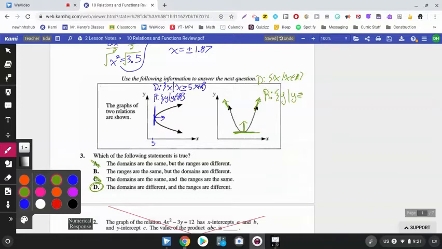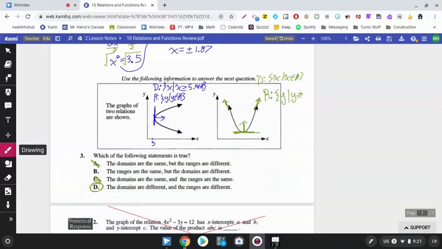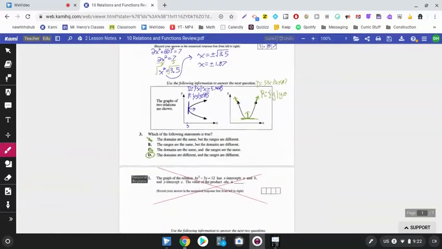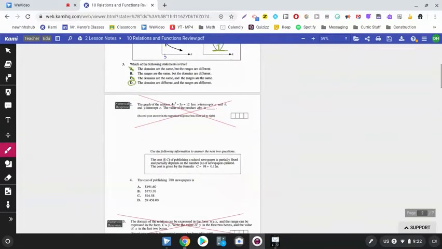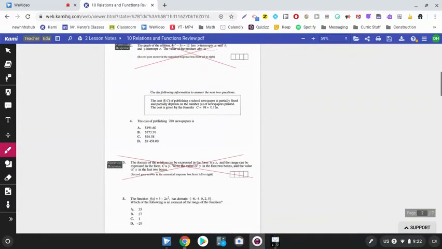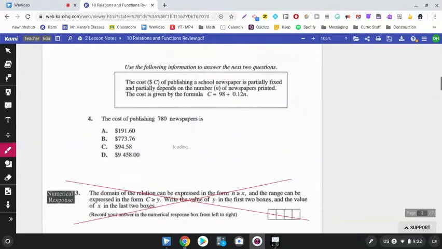Domain and range. There's a lot of good domain and range questions in your review package that would be worth spending some time looking at. Okay. Skipping this question. Don't like it, don't want to do it. Let's go over here. Use the following information to answer the next 2 questions. Okay. We're only doing one. I crossed the other one off.